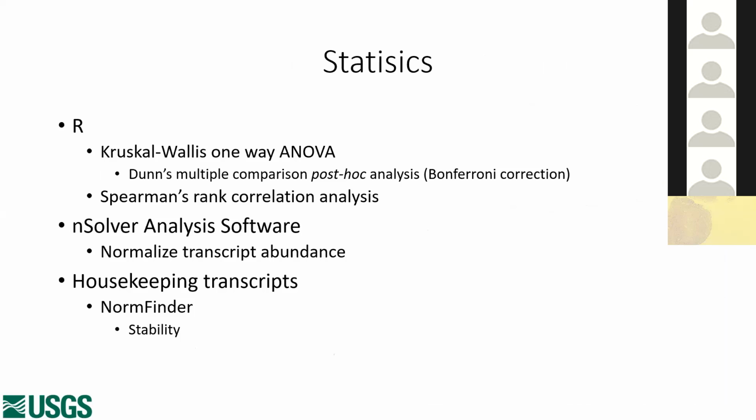These were to look at differences between the fixatives and how they correlated with the different attributes that were obtained. And then the transcripts were normalized in NSolver analysis software. The code set that comes with NanoString has some positive and negative controls in it, and then you have your housekeeping transcripts, so that's where normalization occurs. And I also looked at the housekeeping transcripts for their stability with a program called NormFinder.